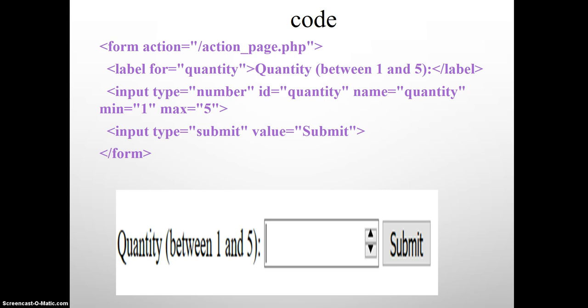Here it displays the text box and two triangles. The top triangle is used to increment the number till 5 and the bottom triangle to decrement the number till 1. Not more than 5, not less than 1. It is working between 1 to 5.